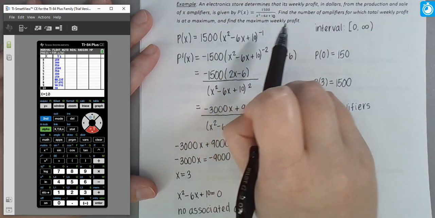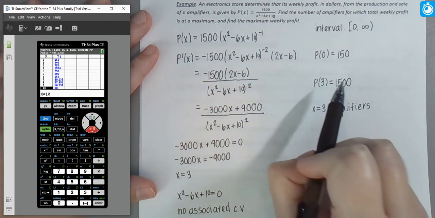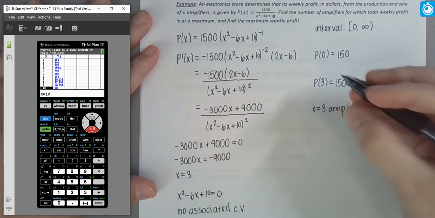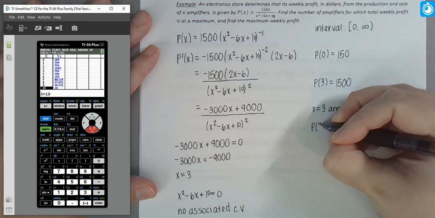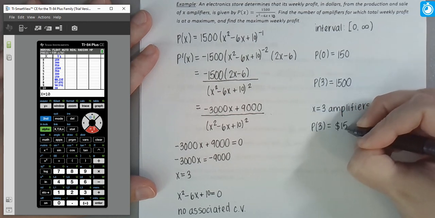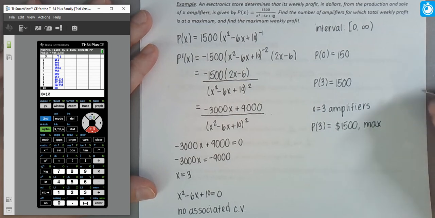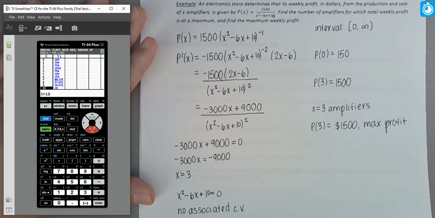And then the maximum profit, we subbed in 3 to our profit function, and we found an associated value of 1,500. So P of 3 equals 1,500. Well, that's going to be $1,500. That is our maximum profit. Making less than that, we don't make as much profit. If we make more than that, then our profit starts to decline from there.